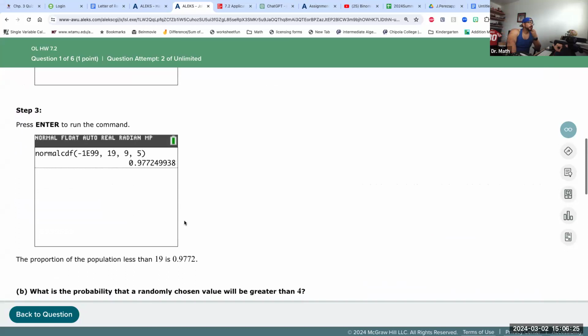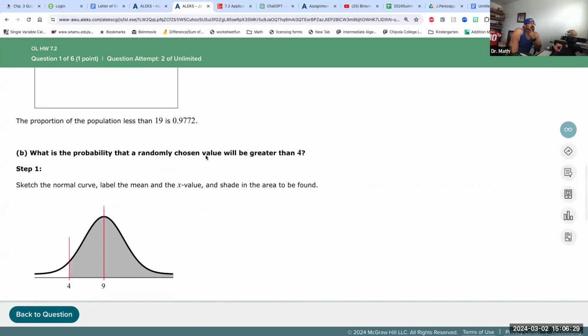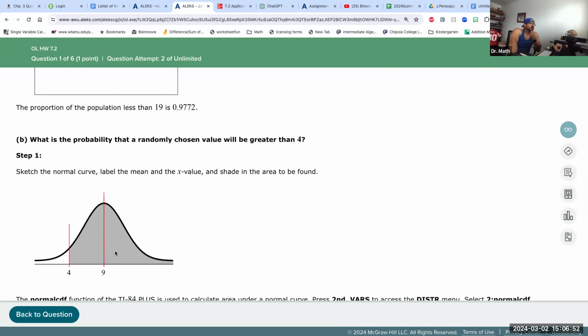All right, let's look at part B. What is the probability that a randomly chosen value will be greater than 4? All right, so notice, once again, we draw our normal curve. So you make sure you draw that. And then right smack in the middle is our mean, right? And then 4 is over here. And so what we're doing is we're shading now. It says greater than 4. So that's why you see it shaded to the right.